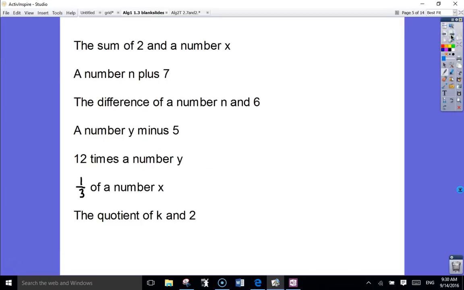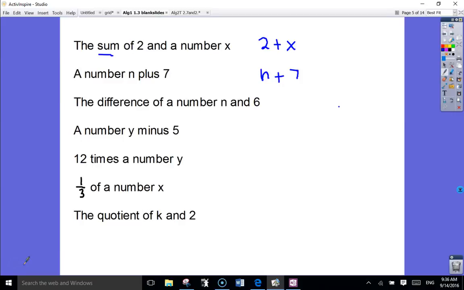Okay, so let's turn these into expressions. The sum of 2 and a number x. So what does the word sum mean? It's a plus, right? So how would I write the sum of 2 and a number x? 2 plus x. Right? A number n plus 7.